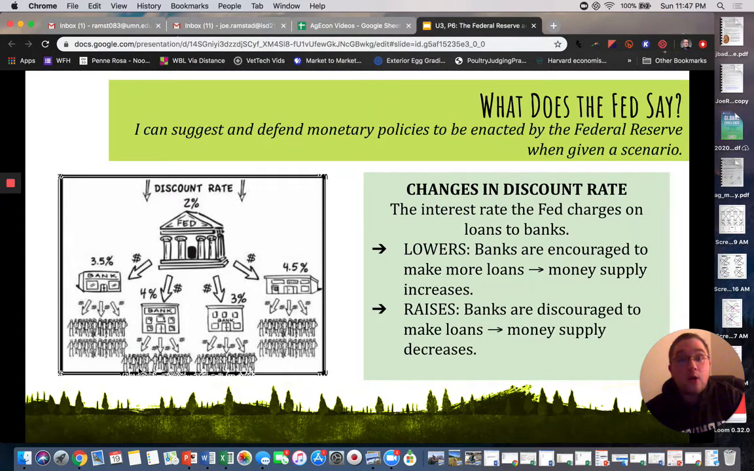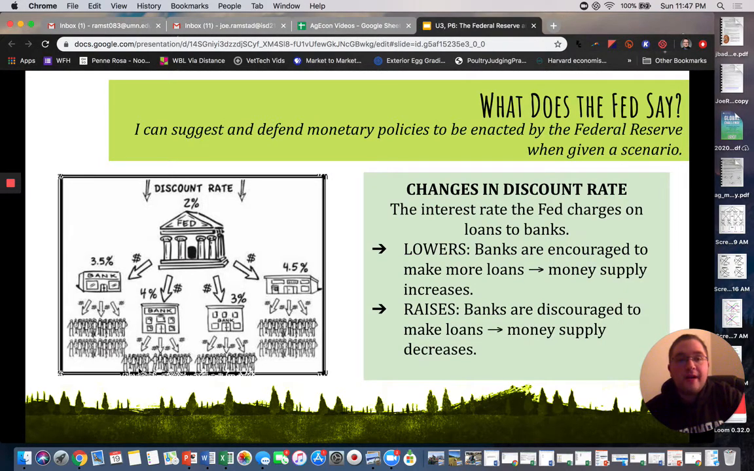So when they lower the discount rate for banks, because banks have a discount rate when they borrow money from the Fed, kind of like their personal rate, banks are encouraged to make more loans when the discount rate is lower, and therefore the money supply increases. So if the banks have to pay less money to the Fed when they're borrowing money, they're going to want to have more loans to the public because they have more money on hand. Okay, they're going to be encouraged to make more loans.